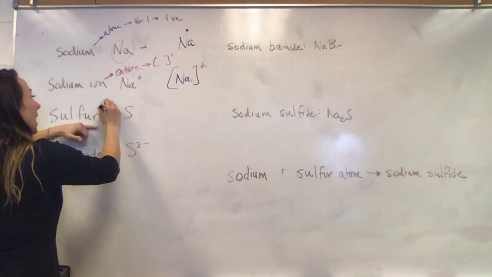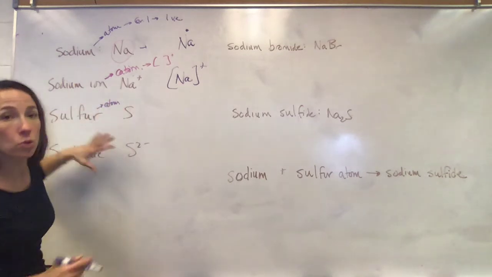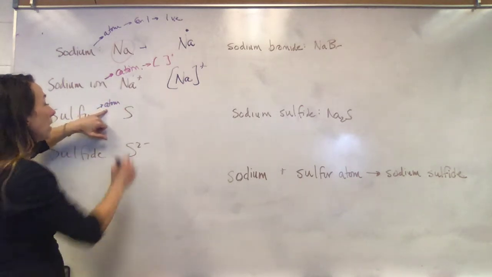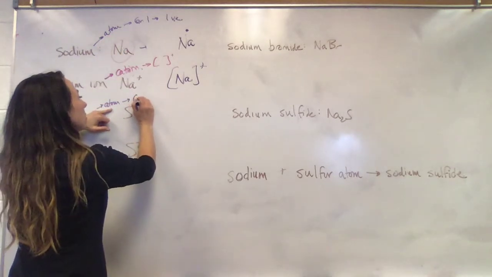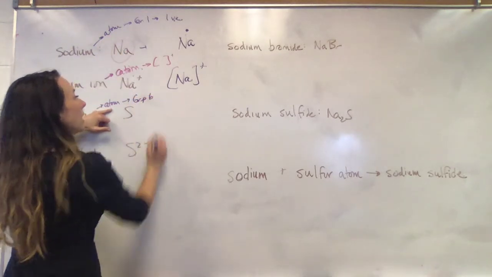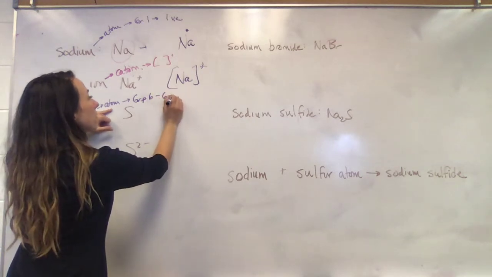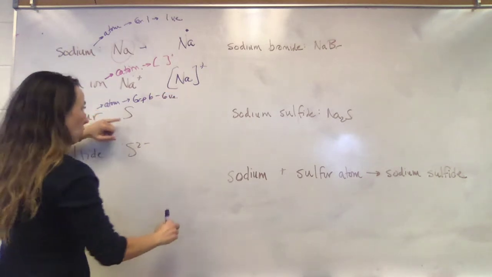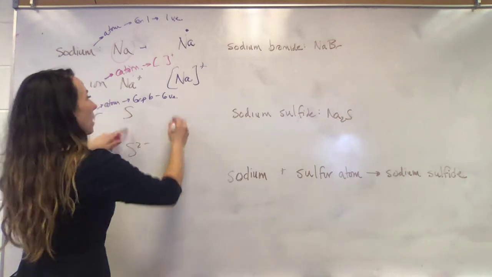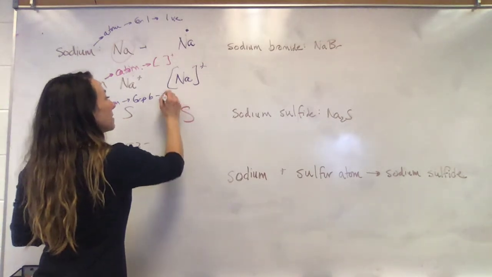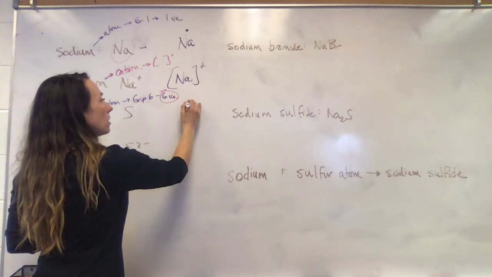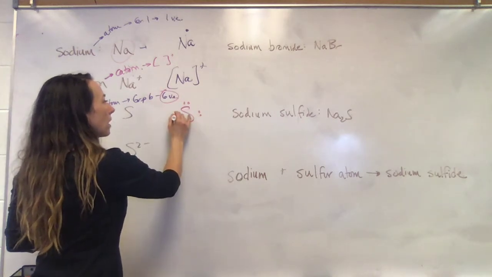Here I have an atom again. Let's try this twice more. Because it's an atom, I look at what group it's in. I see that this is in group 6. And so I know it has 6 valence electrons. And so I'm going to draw the symbol S, which represents all those things, and then 6 valence electrons. 1, 2, 3, 4, 5, 6.